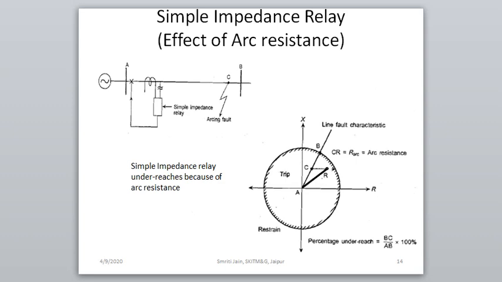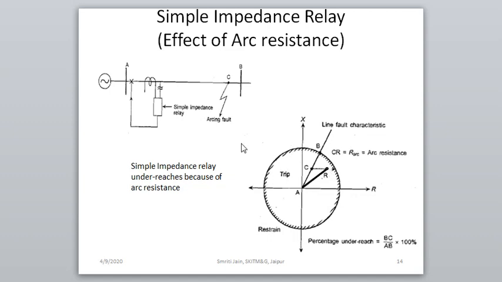The effect of arc resistance on a simple impedance relay can be explained by this. Let us say if a fault occurs on point C, the impedance seen by the relay will not be AC, it will be AC plus CR. So it will be AR, that is the impedance seen by relay increases. Now this is inside the trip region.